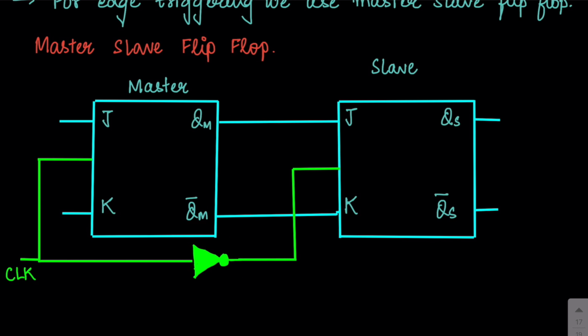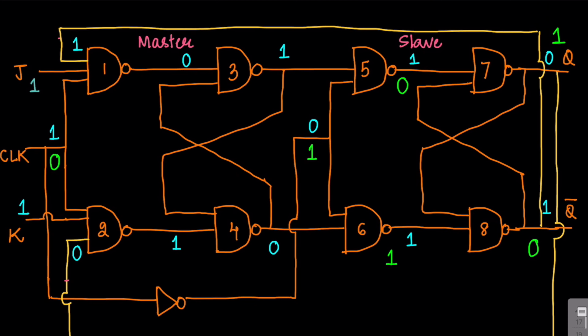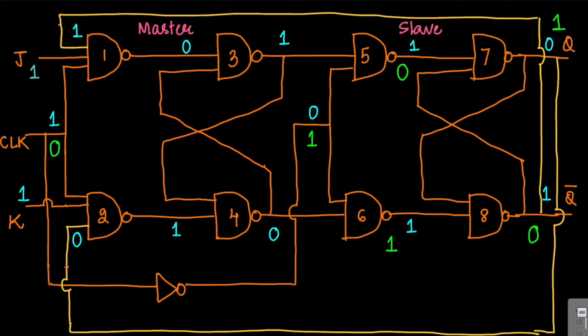Next, I will explain how the master-slave configuration removes the multiple toggling problem of the race around condition, and makes the flip-flop overall an edge-triggered circuit. Let's move to the internal architecture of this master-slave flip-flop. It looks complex, but it is not very much so if you just focus on it individually.